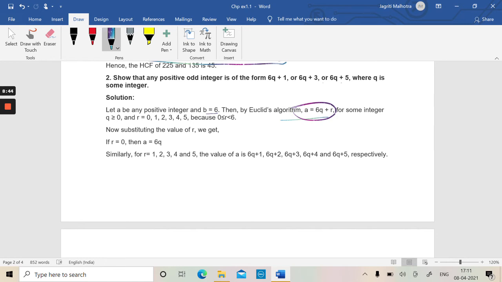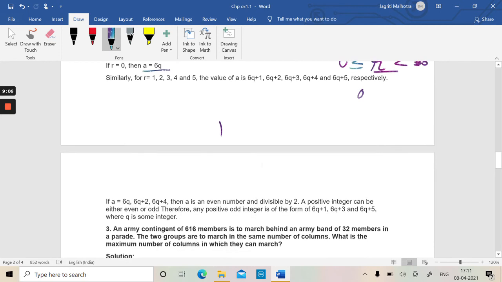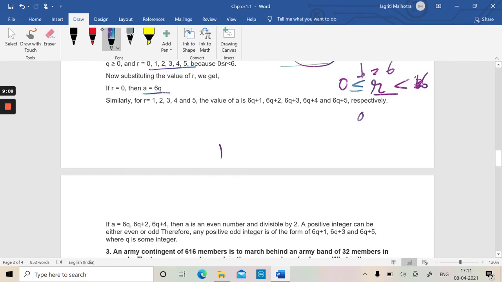And if our b is 6, then r always lies between 0 and b, so r is less than 6, that means r is equal to 0, 1, 2, 3, 4, 5, right? So now substituting the value, if r equals 0, then a equals 6q, and 6q is even. Now let us go for 6q plus 1.